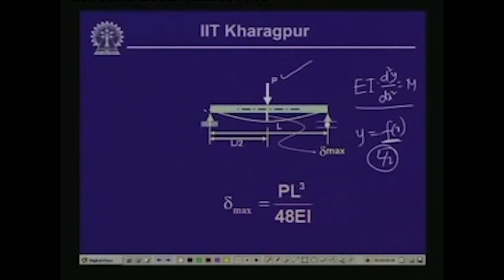This is maximum in this particular case because it is symmetrical with respect to the supports and the loading, and at this point if we draw the tangent to the elastic curve, it will be horizontal. Hence, this is the maximum deflection, and delta max we get as PL cube by 48 EI, where P is the concentrated load, L is the span of the beam, the load is acting midway at L by 2, and EI is the flexural rigidity, which is constant throughout the length of the beam.